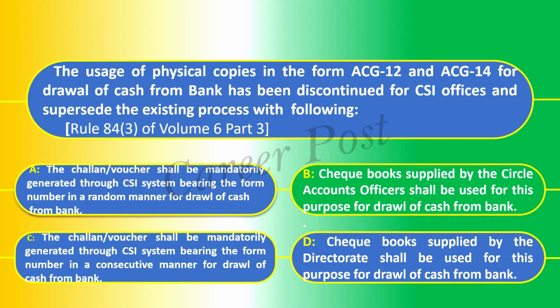Earlier you have seen that for remittance it is challan. For remittance this is the option. For drawal of cash it is the checkbooks. For drawal of cash checkbooks are used, and for remittance this challan or voucher generated in the system, which is in the consecutive serial number, will be used.